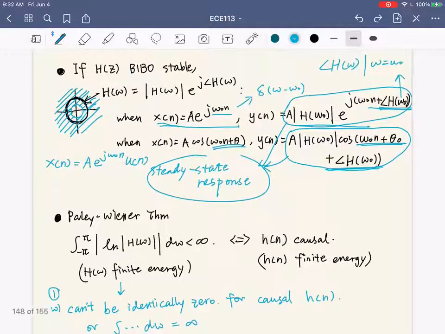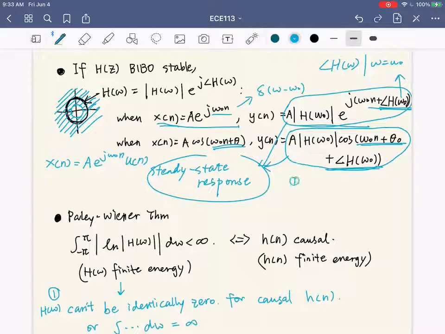Is the second one causal? Which one? x[n] equal to A cosine omega naught n plus theta? This is not causal as well, because the cosine is valid across all n, including negative n. Oh, so both of those two are not causal. Yeah.